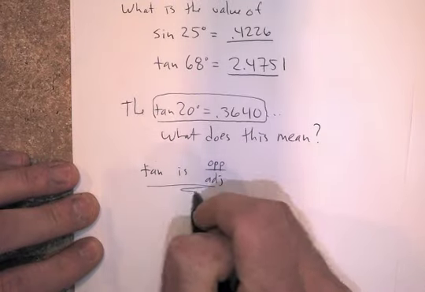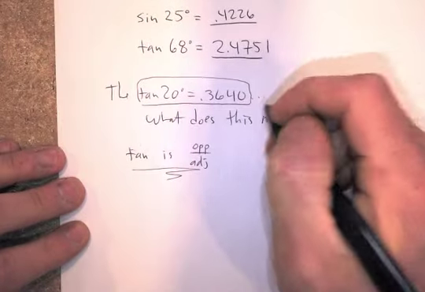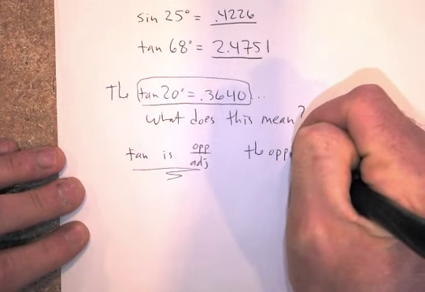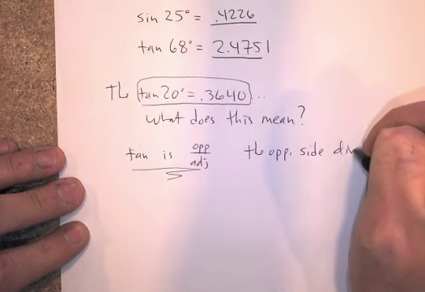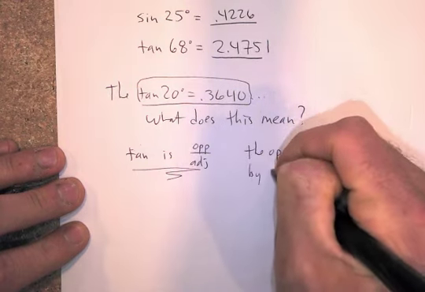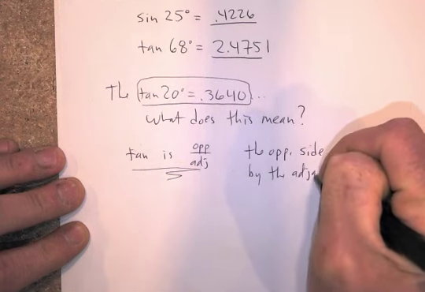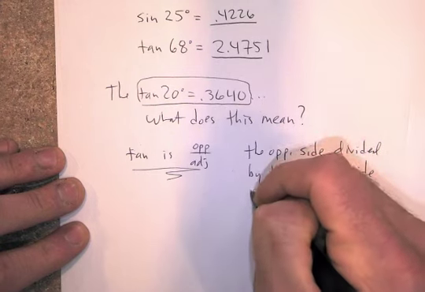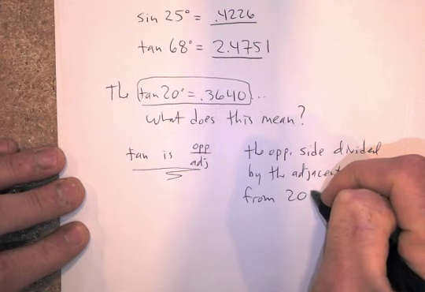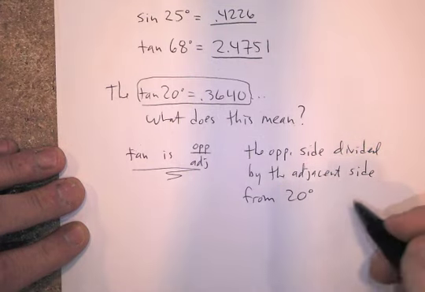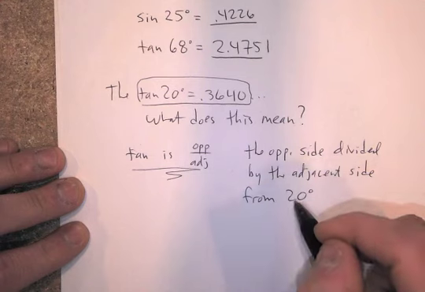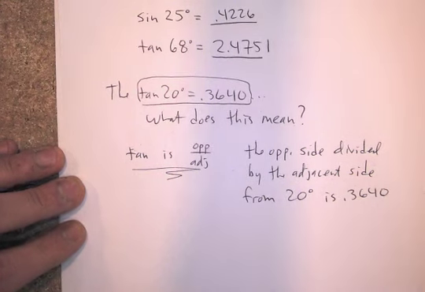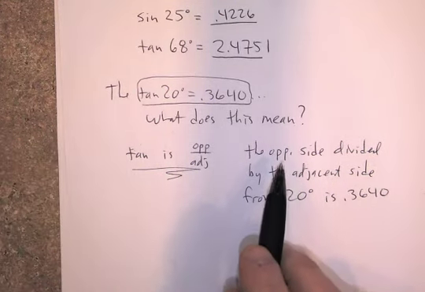Okay, if you look back at your definition, so we could say this: the opposite side divided by the adjacent side, and from 20 degrees, so we're talking about a triangle that has a 20-degree angle. The opposite side divided by the adjacent side is 0.3640. So if you write something like that, you'll be fine. You just got to say what this ratio is.